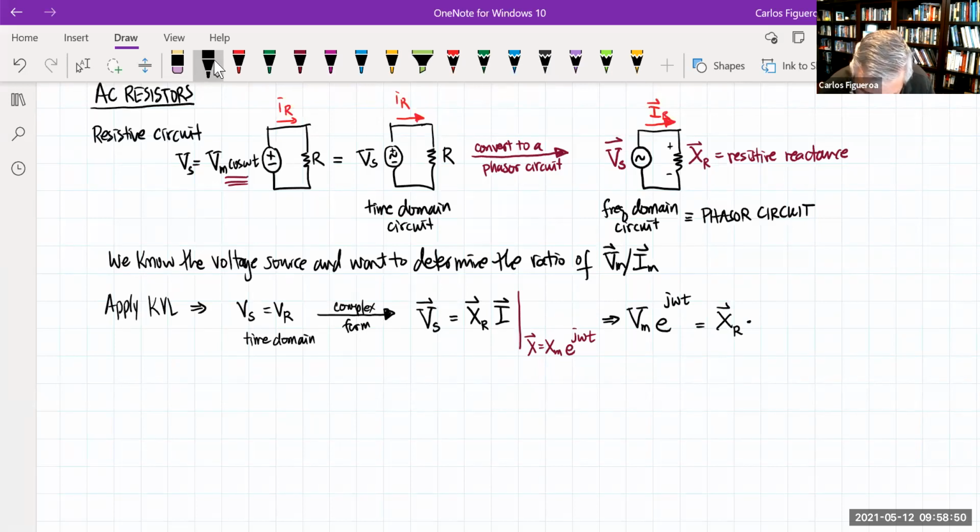And then I have my I, and my I should be e to the j omega t. So one of the things that you see right away here is that this is my phasor solution to this circuit here. The first thing that you note is that look at the e to the j omega t. They're on both sides. So they cancel out.